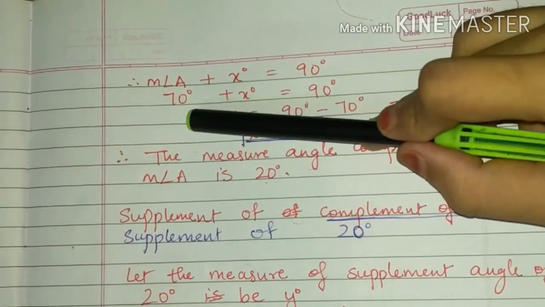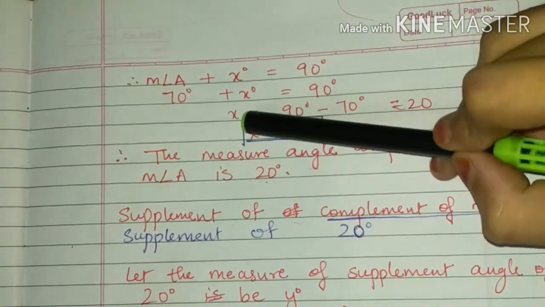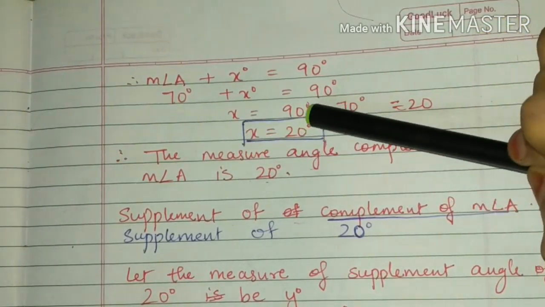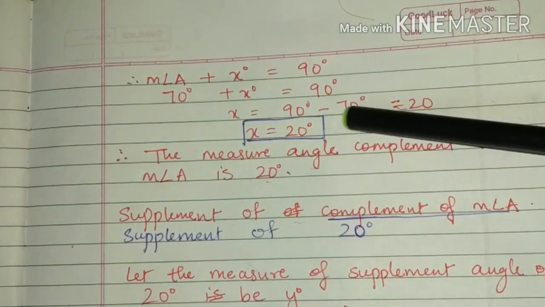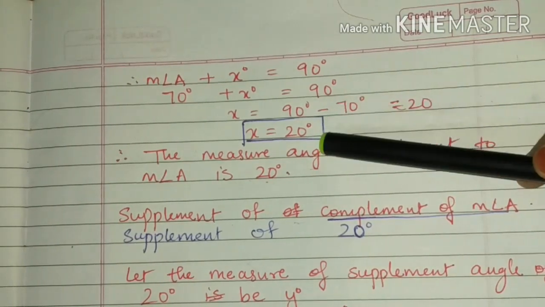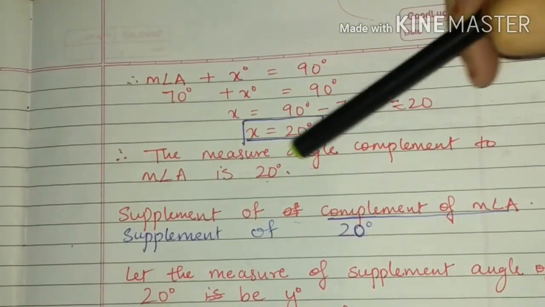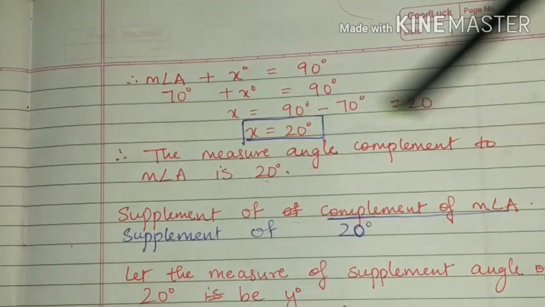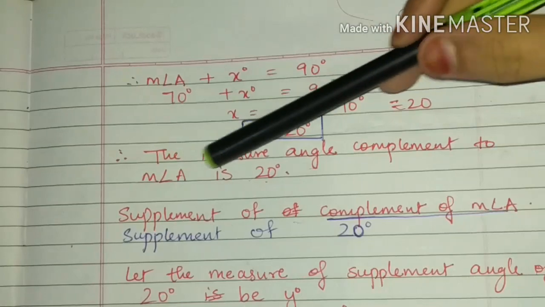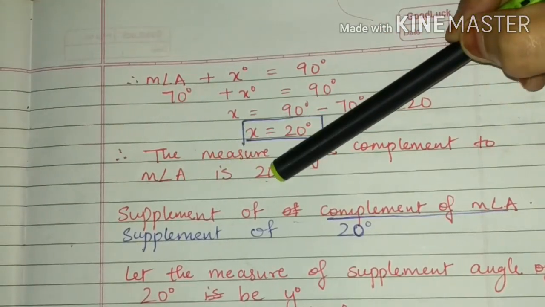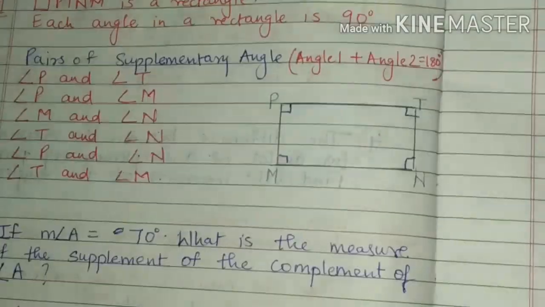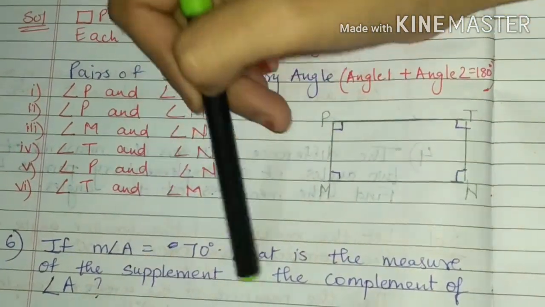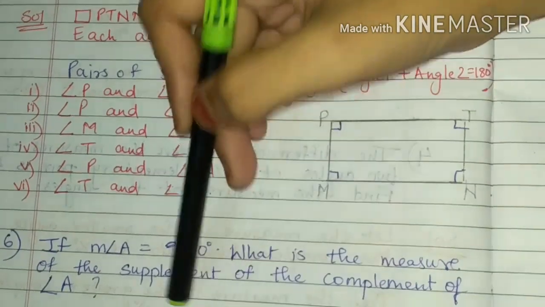Then the number we are taking on the other side of the equal to. So plus 70 going to the other side of the equal to will become minus 70. 90 minus 70 is how much? 20 degrees. So we get 20 degrees is the complement of measure angle A. Complement of angle A is 20 degrees. What is the measure of the supplement of the complement of angle A?